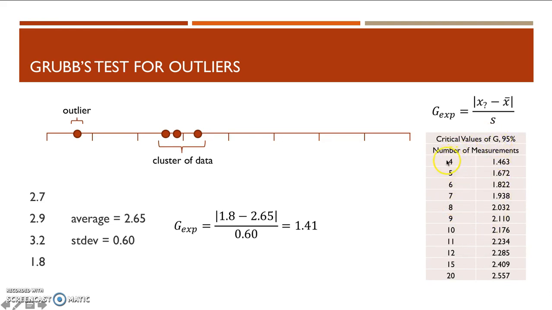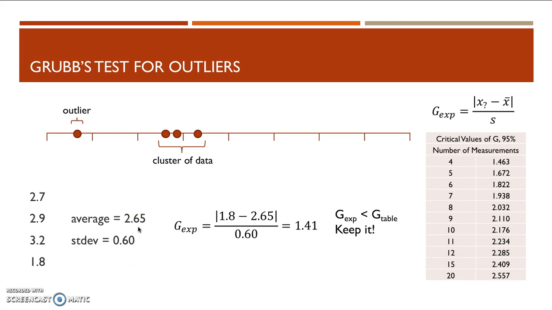So I've made 4 measurements here, and so my critical value at 95% confidence is 1.463. So my experimental G is less than my table G, so I can't discard this outlier. I have to keep it, and this average and standard deviation would be what I report in my lab report.